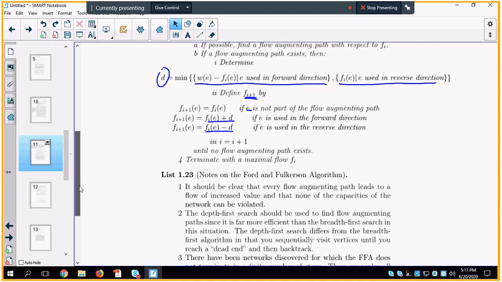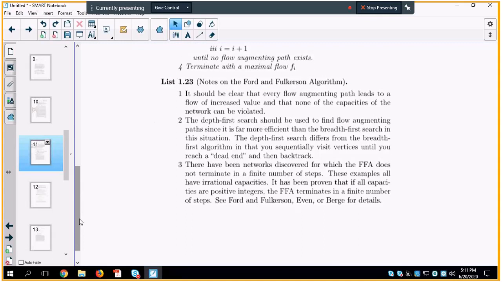So a couple of notes about this algorithm. It should be clear that every flow augmenting path leads to a flow of increased value and that none of the capacities in the network can be violated. Very important. Secondly, the depth first search should be used in finding the flow augmenting path since it's more efficient than the breadth first search. The depth first search will differ from the breadth first search algorithm, which we talked about in this lecture, in that you sequentially visit vertices until you reach a dead end and then you backtrack.